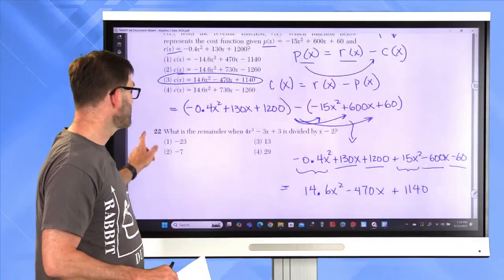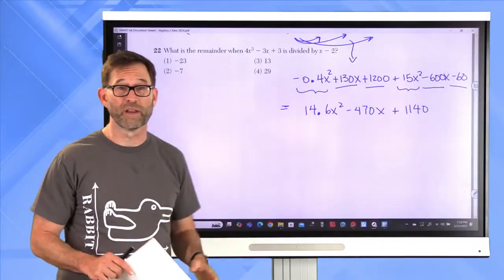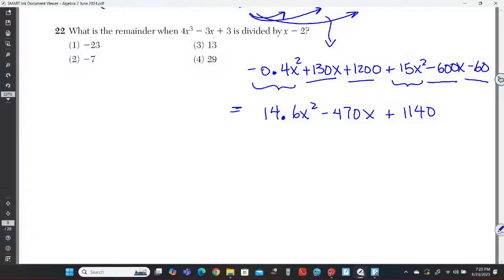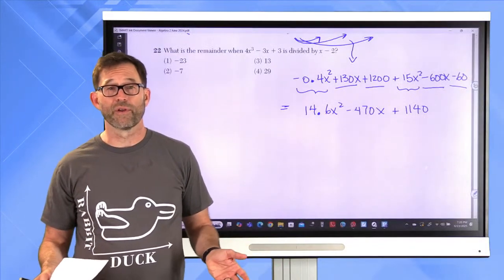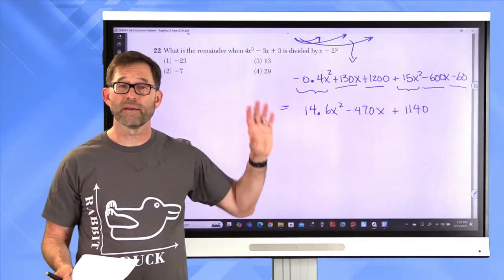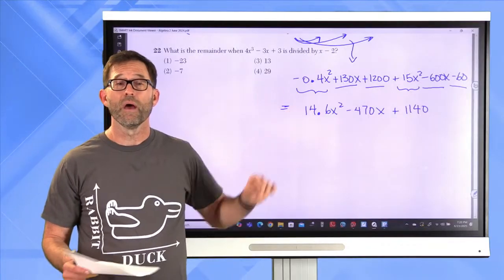All right, let's take a look at problem number 22. What is the remainder when 4x cubed minus 3x plus 3 is divided by x minus 2? Now, we already talked about the remainder theorem, right? And we talked about that a little while ago.